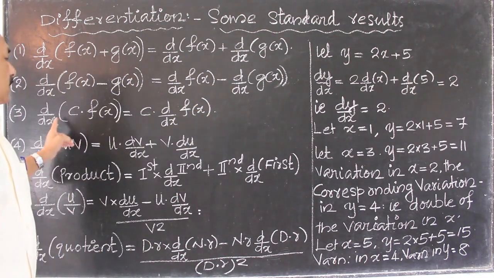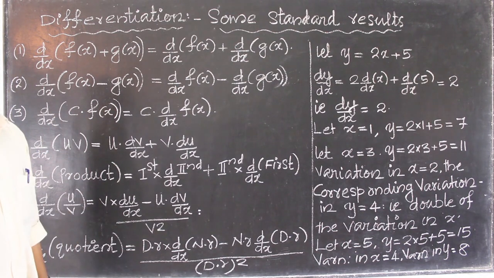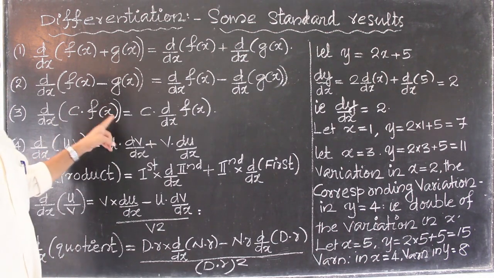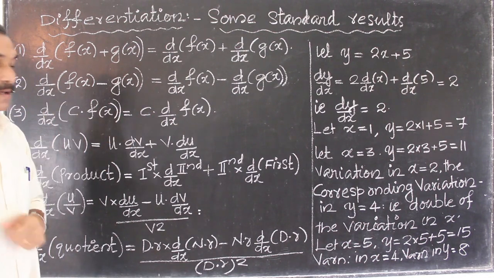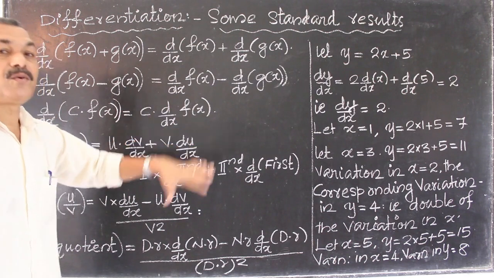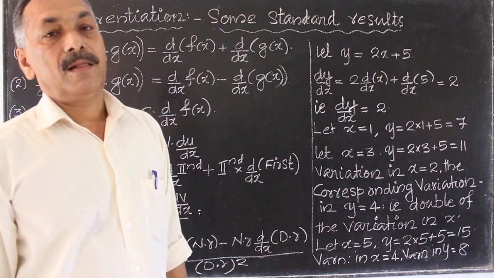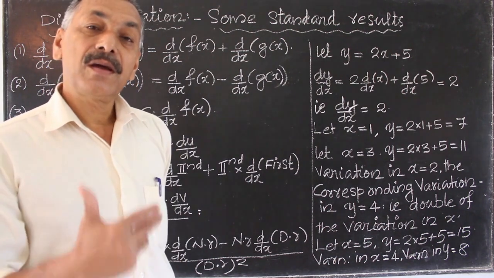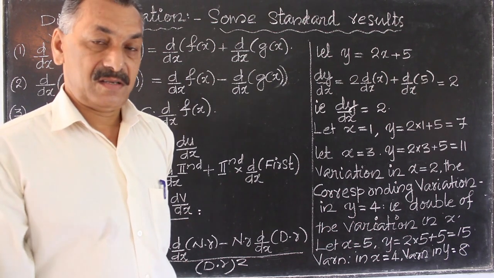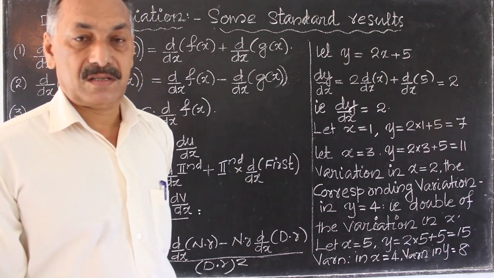Then another very important result: derivative of a constant into a function of x. A constant into a function of x, the constant you can take outside. That is, a constant into derivative of f of x. Derivative of 2 sin x: 2 is a constant, so 2 into derivative of sin x. Derivative of sin x is equal to cos x. That is 2 cos x.